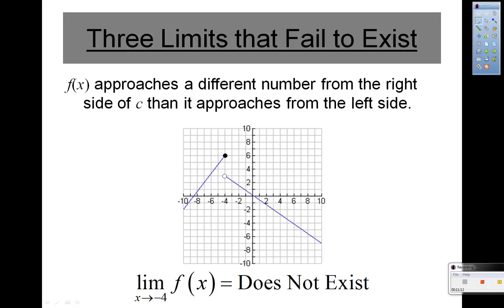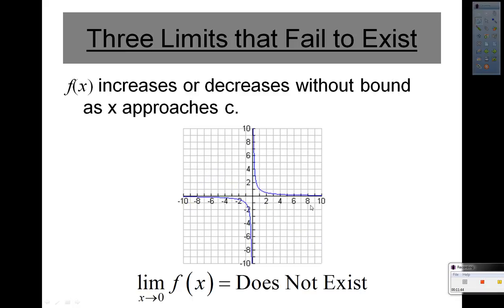Here's the first one. If they approach different numbers on the right-hand side versus the left-hand side, the limit for that point does not exist. Now, I'm going to teach you later on about the difference between left-sided limits and right-sided limits, but for right now, if we're talking about a limit at a point, for example, at the point -4, the limit would not exist because it's approaching 6 on the left and approaching 3 on the right, so that limit does not exist. Another time a limit would not exist is if it approaches infinity.